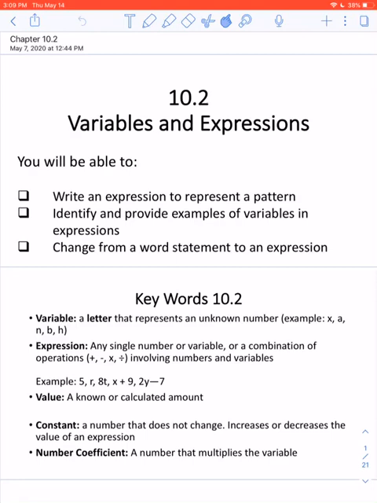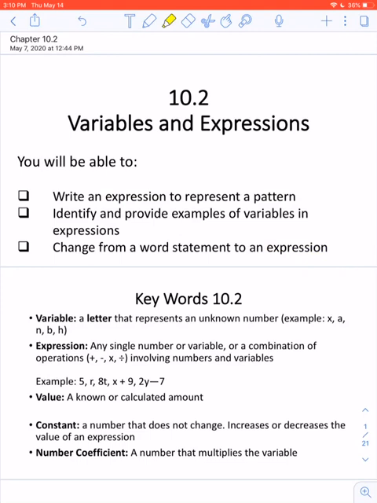So the outcomes you will be able to use for this lesson are: write an expression to represent a pattern. We know we're looking at patterns. The first lesson was kind of a review. Now we're taking it to the next level for grade 7. You need to identify and provide examples of variables. The word variable means change, something that can change. So we're going to talk about that and change from a word statement to an expression. And we'll talk a little bit more about what an expression means as we move through the lesson.